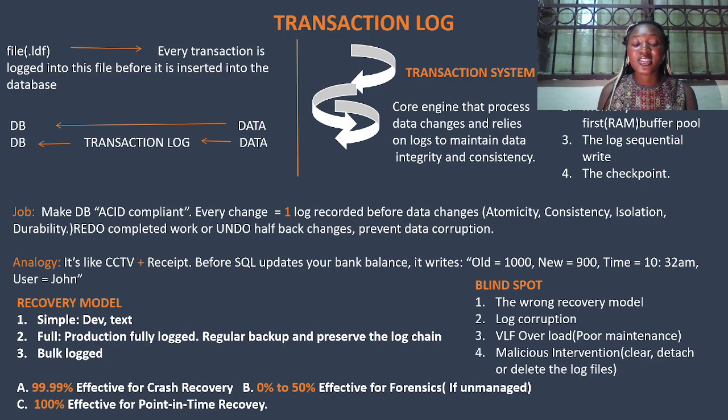Now what makes this very important is that if there's a transaction failure, or a power failure, or a short circuit or something, we can always recover the data. It makes the database ACID compliant. So for every change, one log is recorded before that data is changed. So we can do redo or we can do undo. With redo, we can redo completed work, or we can do undo to roll back changes, preventing data corruption.